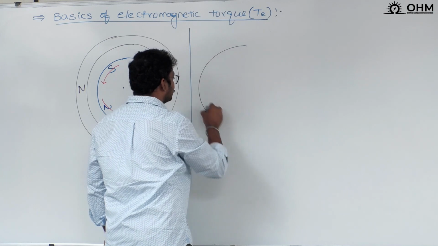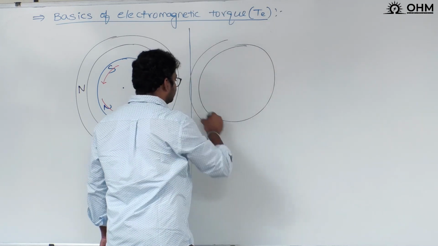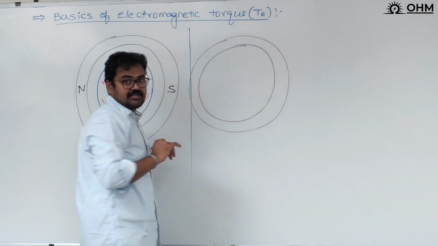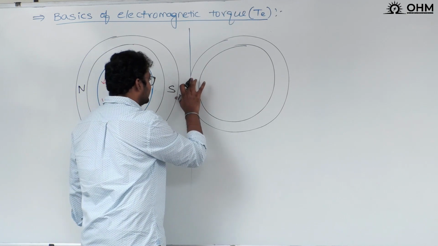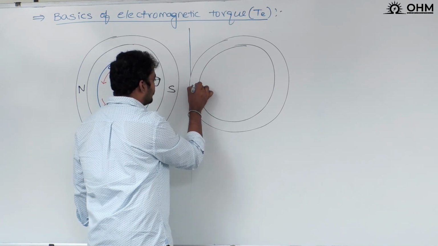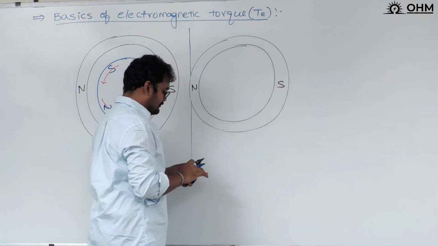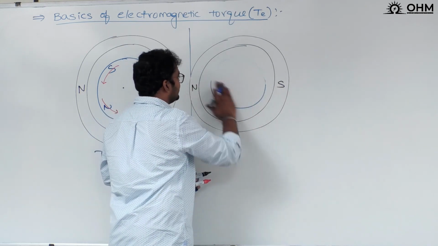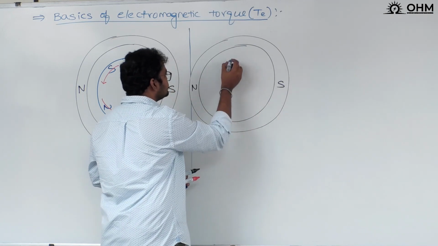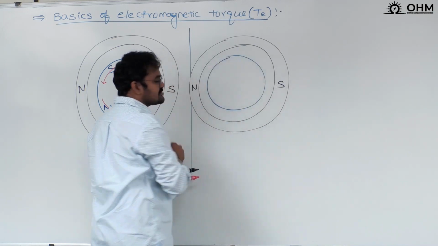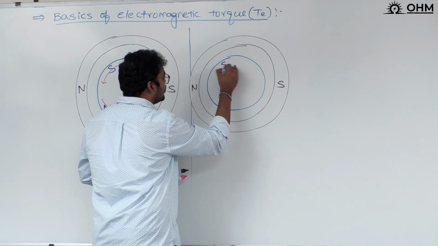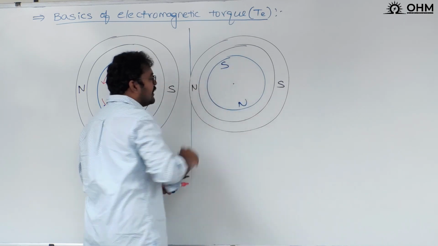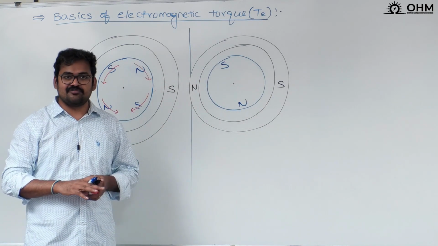Now look at this. Assume this is the stator part of the given machine, and assume this stator has 2 poles, north pole and south pole. Inside this there was a rotor. Let me draw it more clearly. Yes, this rotor also has 2 poles. Now stator and rotor have the same number of poles.